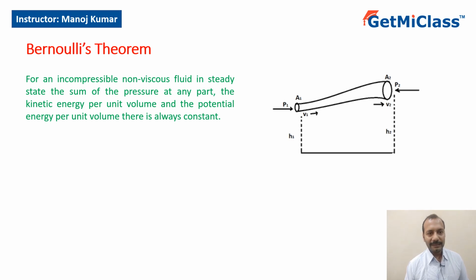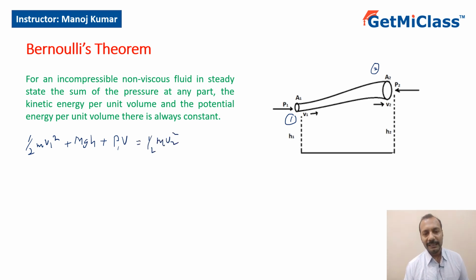In order to explain this, let me take 2 points on the path of a fluid. This is point 1 and this is point 2. Now what is the total energy at point 1? I can say half m v1 square, this is kinetic energy, plus mgh1, this is potential energy, plus pressure P1 into V, volume, that is pressure energy. Now this should be equal to half m v2 square, kinetic energy, plus mgh2 plus P2 into V.